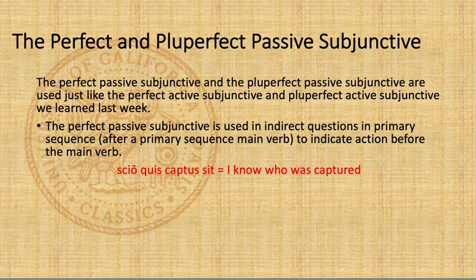This is an indirect question, quis captus sit, who was captured, and its verb must be in the subjunctive. In Latin, all conjugated verbs in indirect questions have to be in the subjunctive. So, captus sit must be in the subjunctive. Scio is in primary sequence. It's a present tense verb, so that means we have a choice between the present and the perfect subjunctive, and that's it. We use the perfect subjunctive here because this action is before the scio.